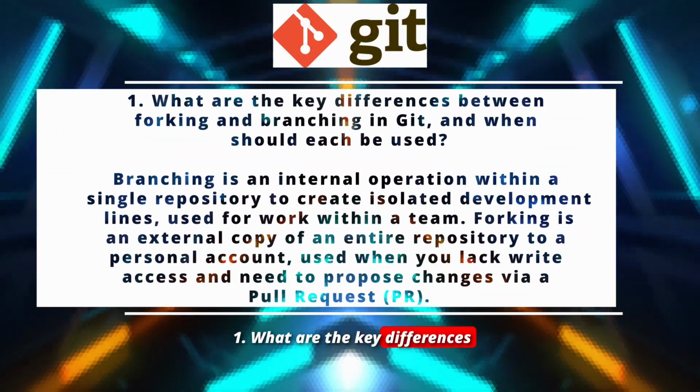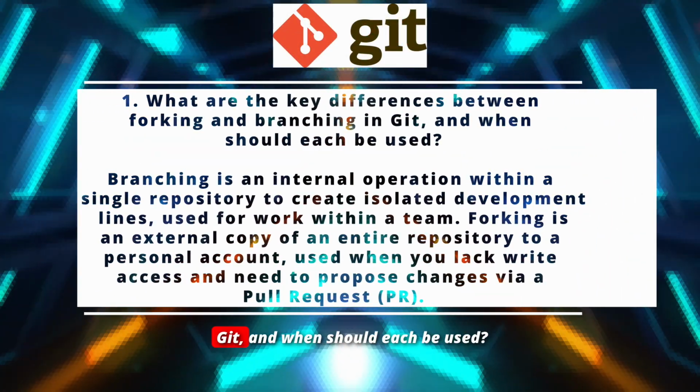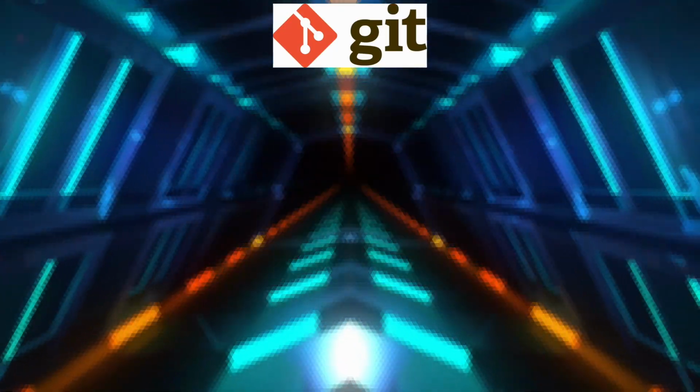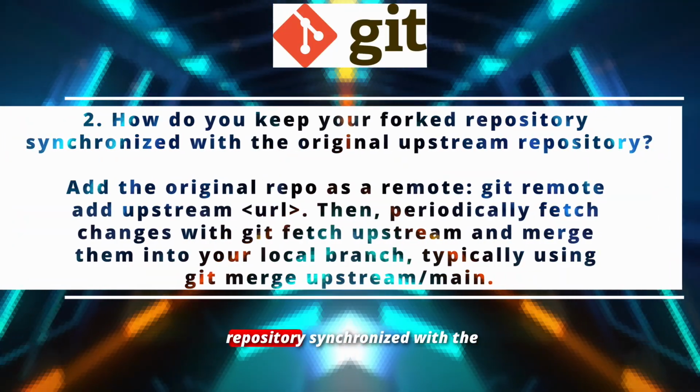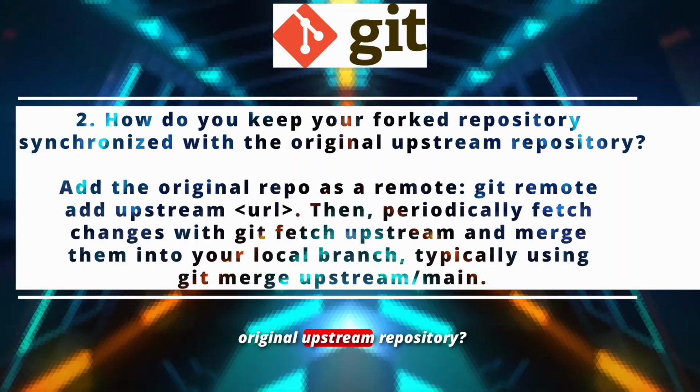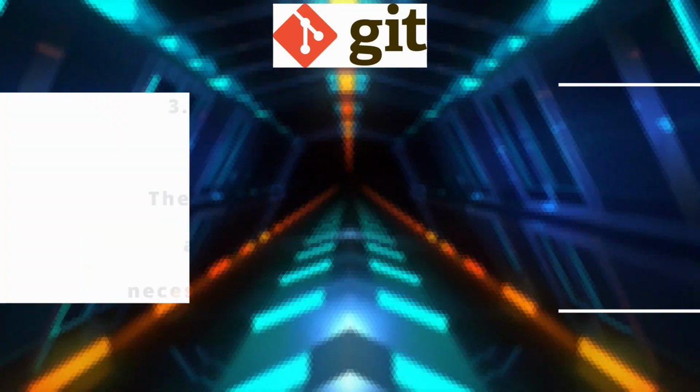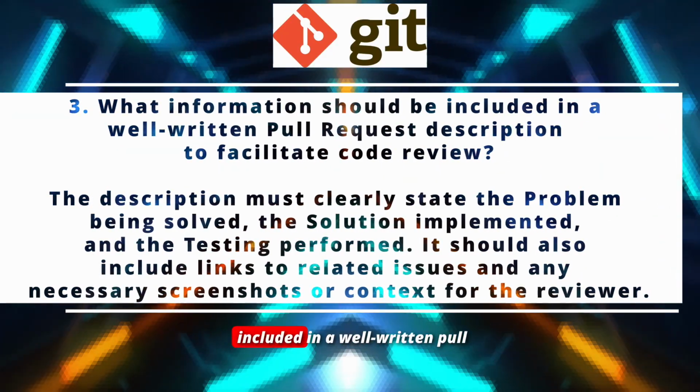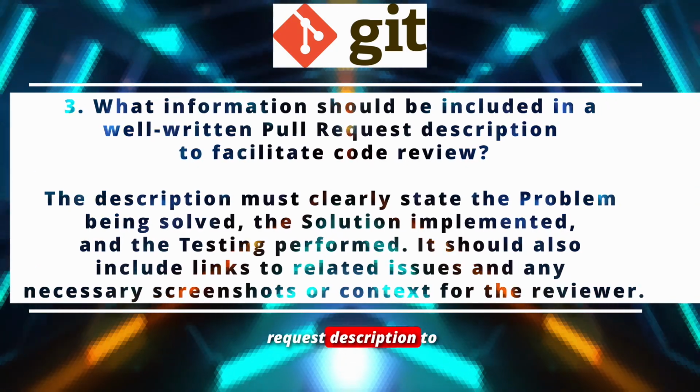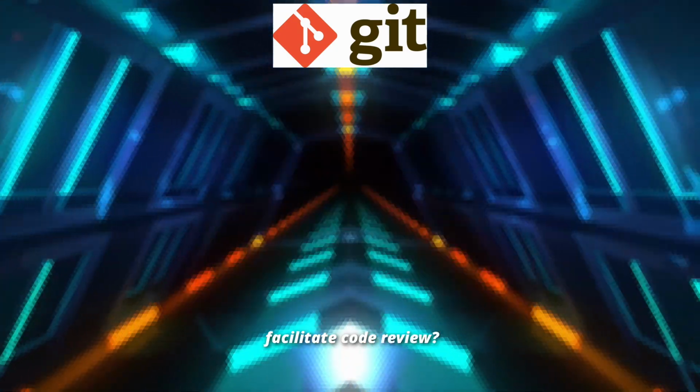1. What are the key differences between forking and branching in Git, and when should each be used? 2. How do you keep your forked repository synchronized with the original upstream repository? 3. What information should be included in a well-written pull request description to facilitate code review?